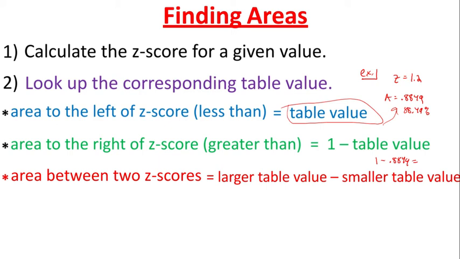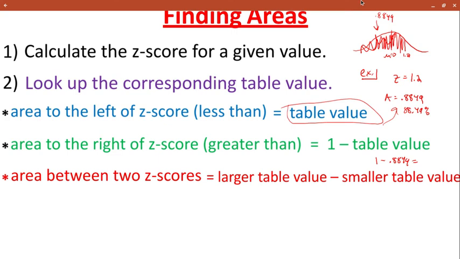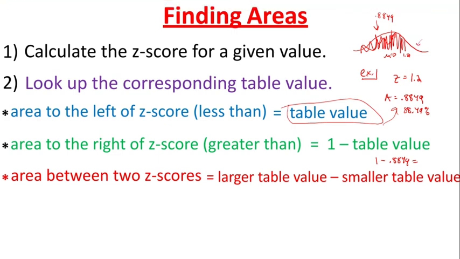Just note that the table value is always the area to the left or less than. So if I were to draw an illustration, here we've got our mean, remember the mean is 0. So a z of 1.2 would be somewhere over here. And then the area to the left of that, all of this, would be 0.8849. And then if we're looking for the area to the right, well, that would be this side, which would be 1 minus 0.8849. So hopefully that makes some sense.